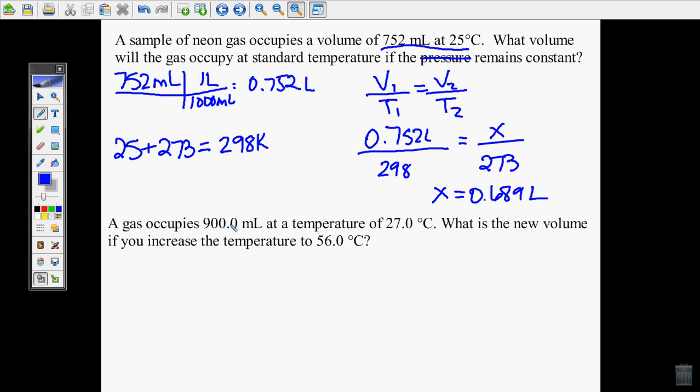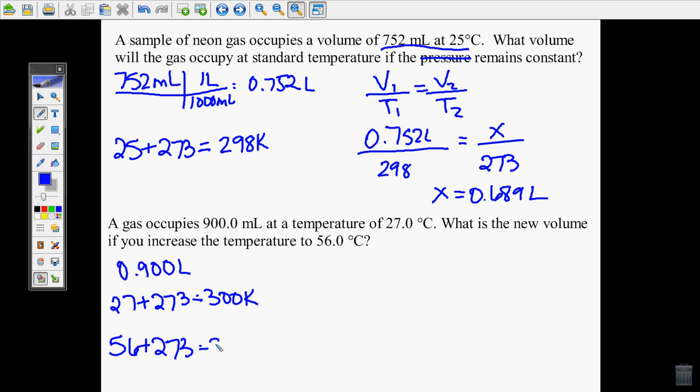A gas occupies 900 milliliters at a temperature of 27 degrees Celsius. What is the new volume if you increase the temperature to 56 degrees Celsius? So our conversions, this will convert to 0.9 liters. 27 plus 273 gives us 300 Kelvin. That's our first temperature, and then our second temperature is 329. Okay, so we're going to plug it into Charles' law.